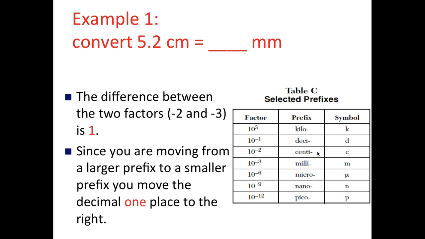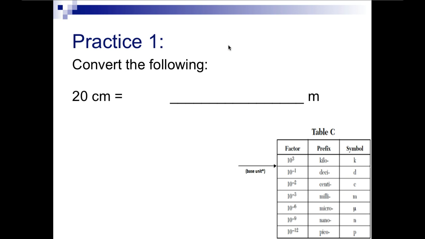Well, we're going from centi, which is right here, so that's -2, to milli, which is right here, which is -3. The difference between these two is a 1. Since you are moving from a larger prefix, prefixes up on the top of our chart are larger and smaller prefixes are down at the bottom, you're going from centi to milli. You're going from larger to smaller, so you're going to move your decimal place to the right. And when you do this, you'll end up with 52 millimeters.